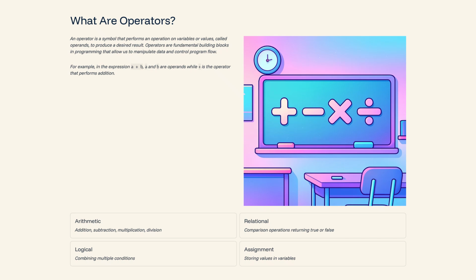Another example, 5 + 3, where 5 is an operand and 3 is an operand. The + performs addition, and the output will be 8. Suppose we take another example, x = 10. Here, = is an assignment operator. This stores the value 10 in the variable x. So, operators make programming powerful and concise.